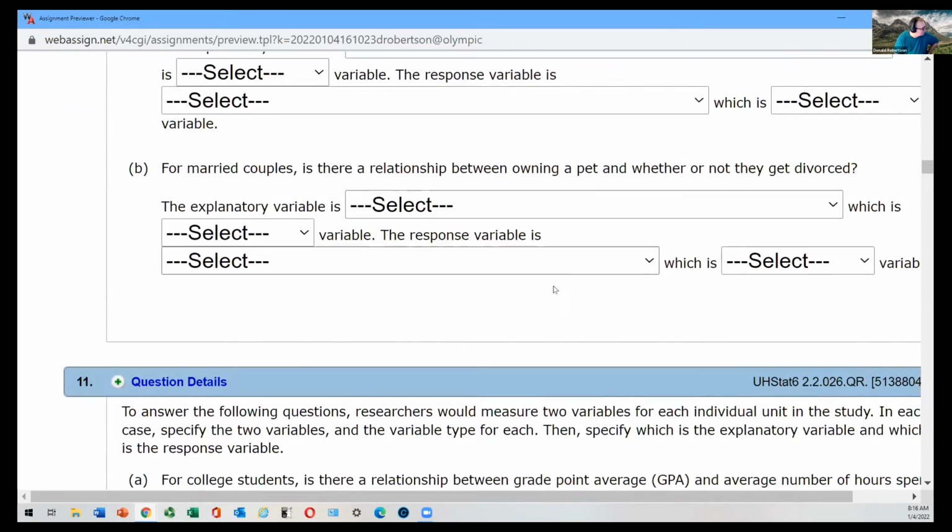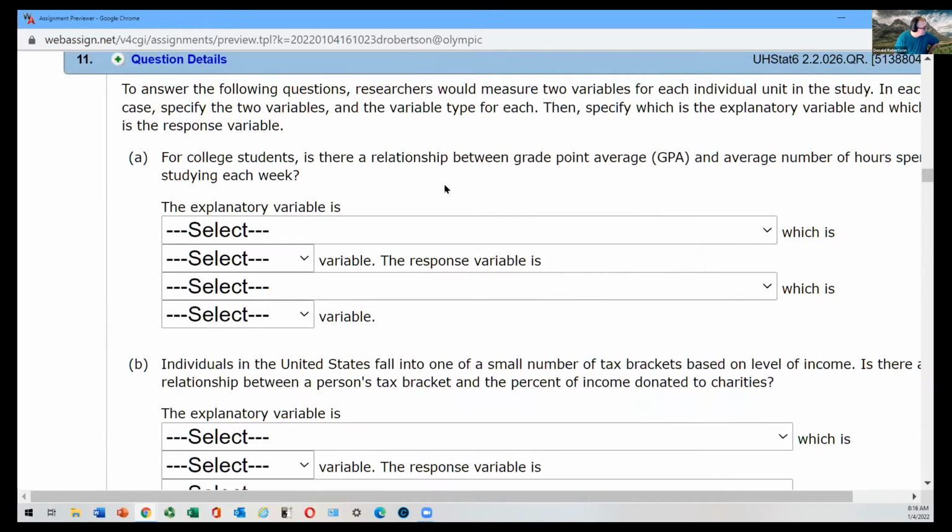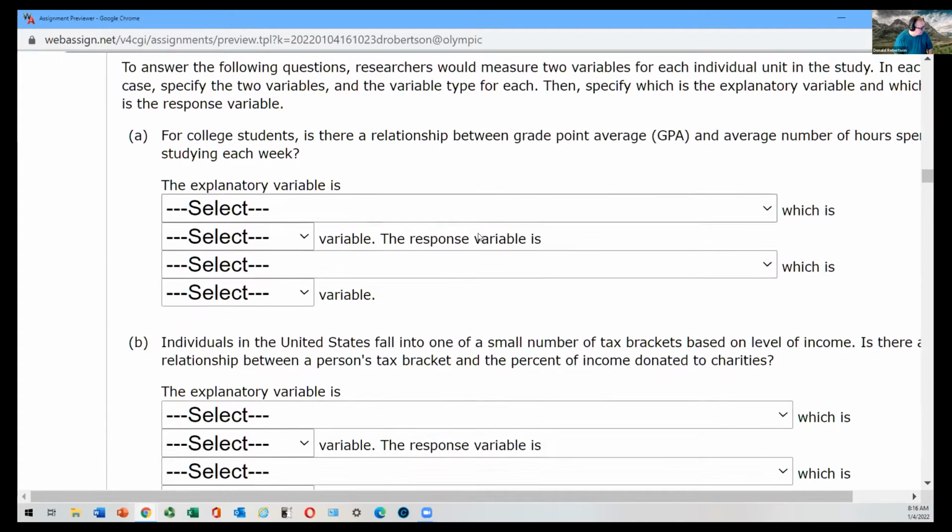Here's another one. Well, let's look at this one then. To answer the following questions, researchers would measure two variables, right? It's the typical way they approach these problems. And for each individual unit in the study, in each case, they specify the two variables and the variable type of each, and then specify which is explanatory and which is the response.